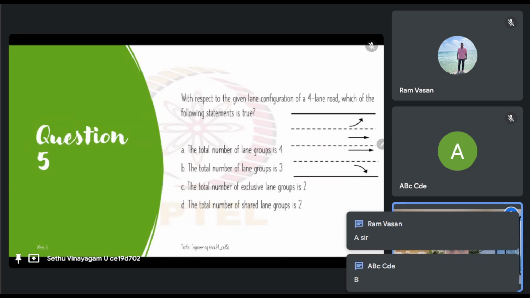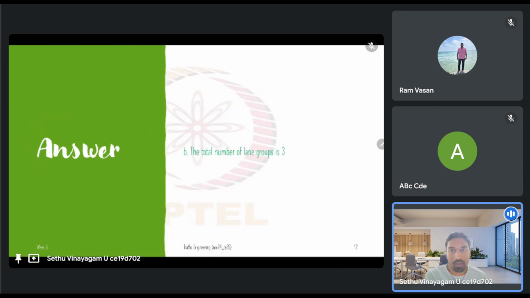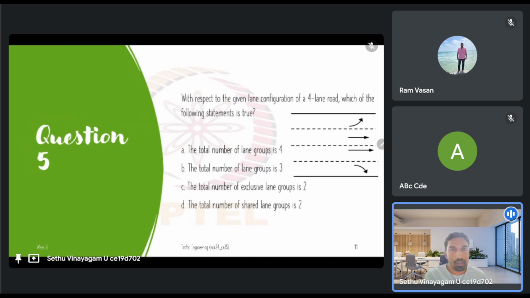Okay, so we have A and B as two answers. The right answer is option B. The total number of lane groups is 3. Why? Because exclusive turning movements will be considered as a separate lane group.